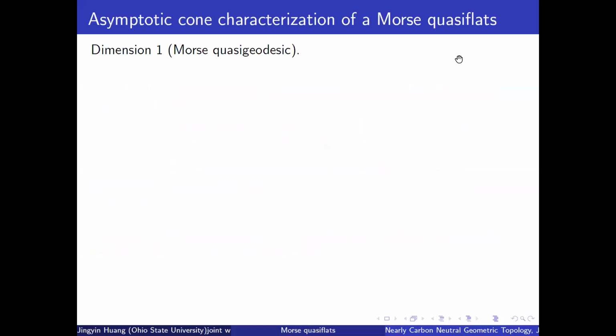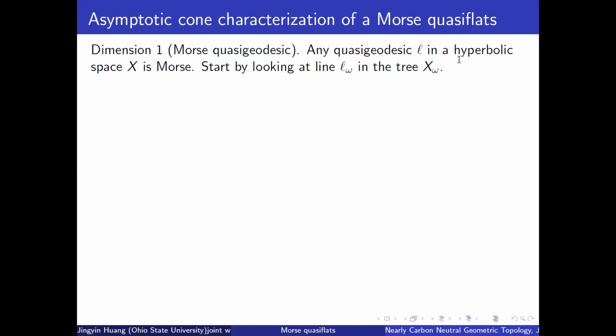So now let's look at the asymptotic cone characterization of Morse quasiflats. Let's start with the dimension 1 case, the Morse quasi-geodesic. Let's first look at some special Morse quasi-geodesics. Let's first assume our ambient space is hyperbolic. Then in this case, any quasi-geodesic is Morse. And let's pass through the asymptotic cone and see what we see over there. If we pass through the asymptotic cone, we keep zooming out, the hyperbolic space will become a tree and the quasi-geodesic will become a line.